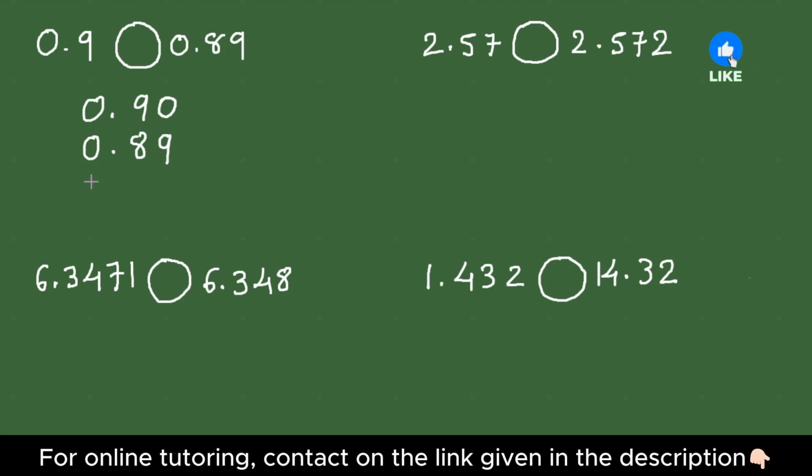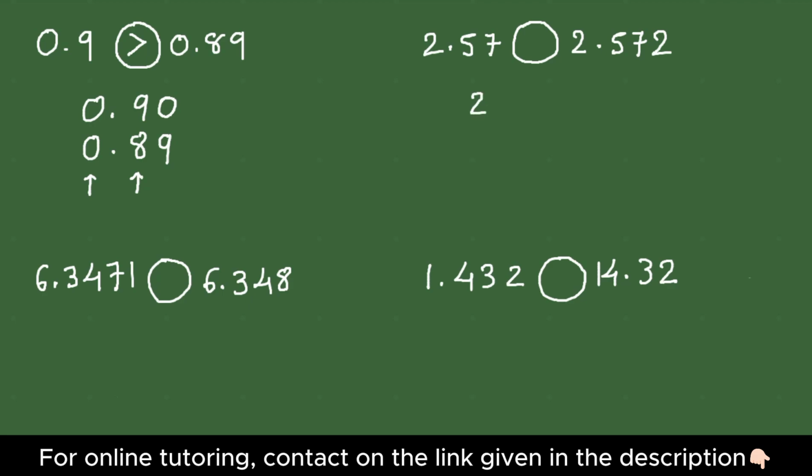Start comparing the digits from left to right. First we have 0 which is same in both the numbers. Let us move forward one digit towards the right. So we have 9 and 8. 9 is bigger than 8, so 0.90 is bigger than 0.89. So we have greater than sign between 0.9 and 0.89.